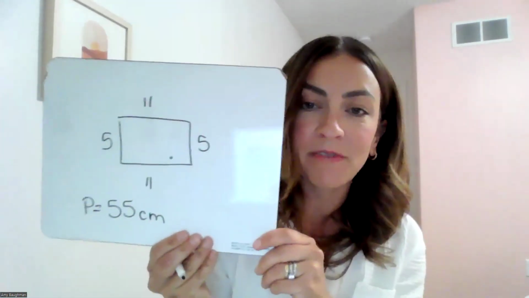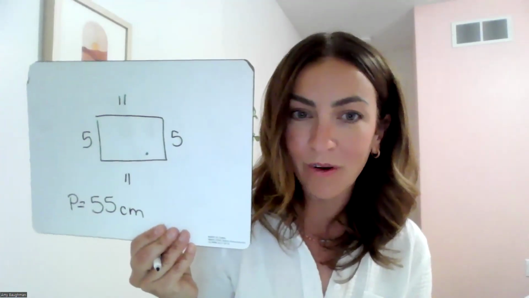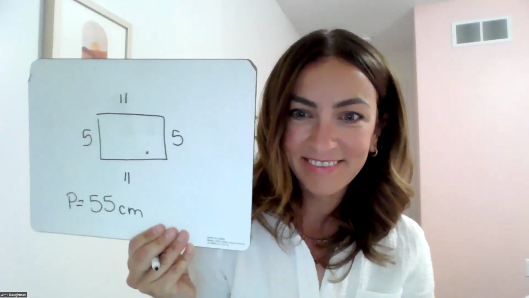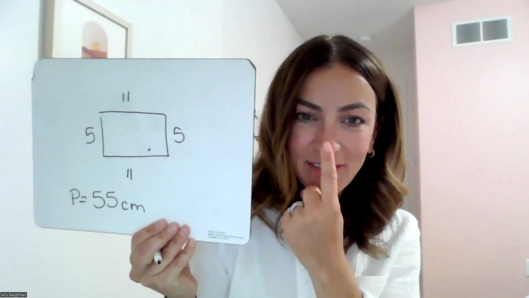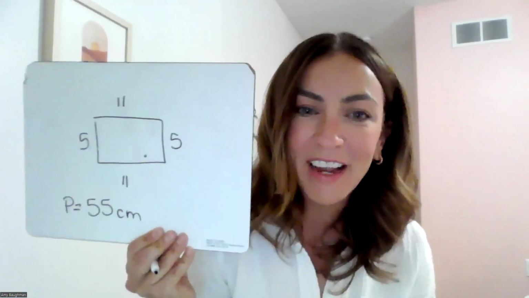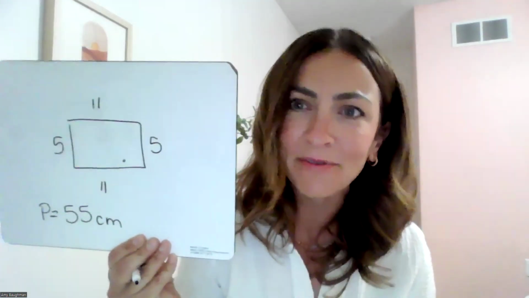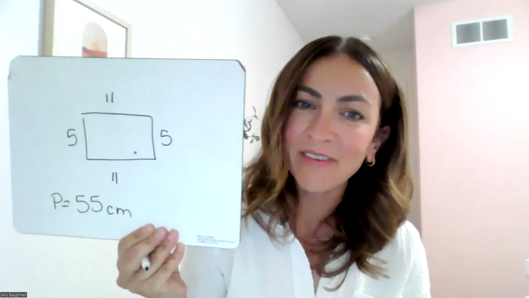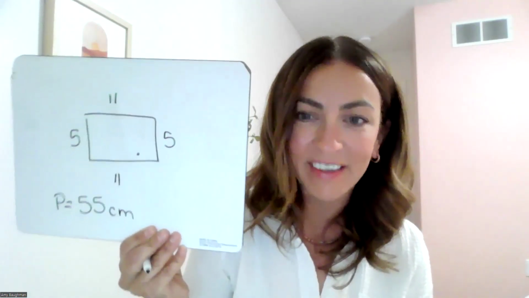So for this problem, my perimeter equals 55. True or false? All right, I see a lot of nose touches. You are right. It is false. Why is it false, Jackson? Because 55 is the area, not the perimeter. Very good. All right, let's do one or two more.